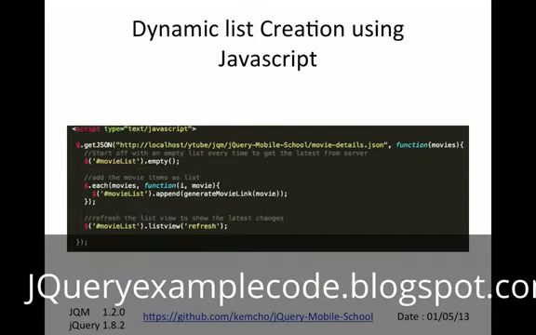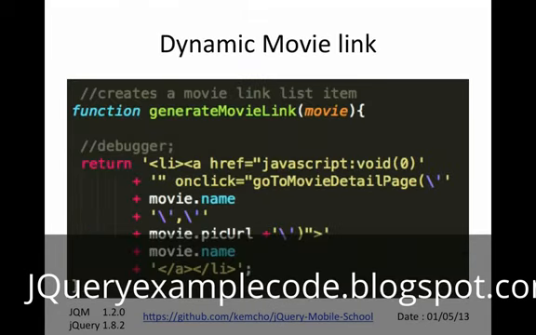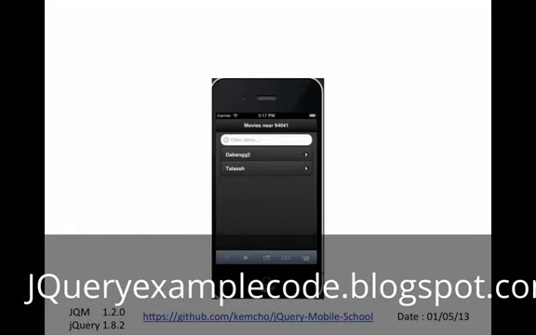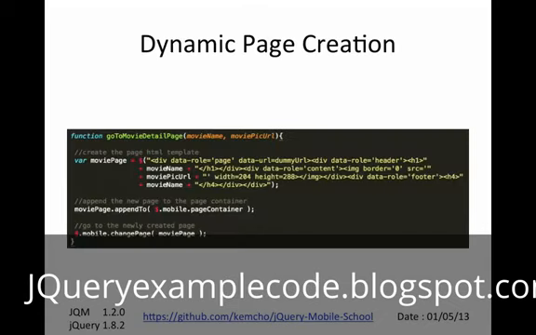So basically what we did was we took out all the HTML that we had hand-coded and put it in this function, generate movie link. Every time this is called, it iterates over the objects, so we don't have to manually hand-code it. So now we have 2 movies.